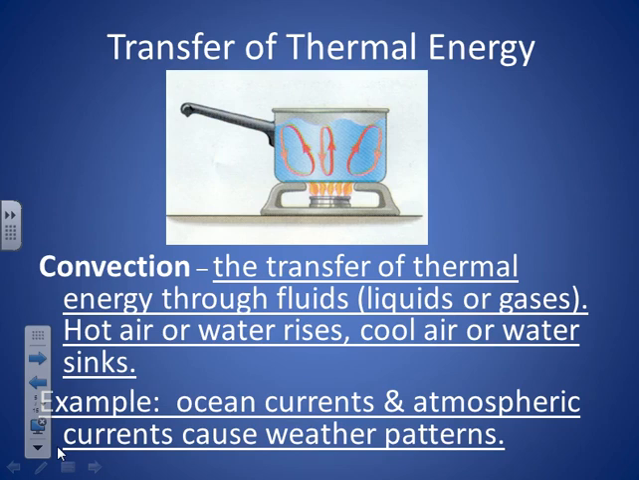This constant current, this constant movement through either air or water, liquids or gases, where the heat will rise and the cold will sink, and it just keeps along with this current. Convection is what is responsible for our ocean currents. It's what's responsible for our atmospheric currents that cause weather patterns.